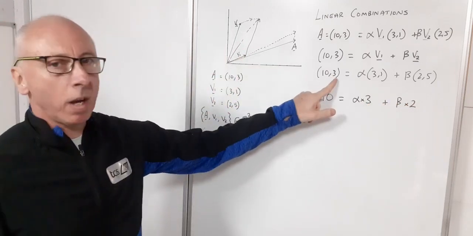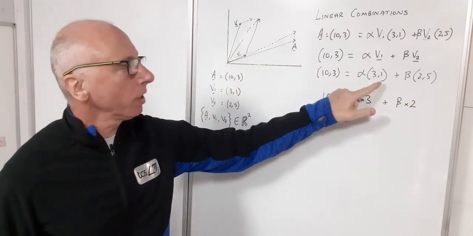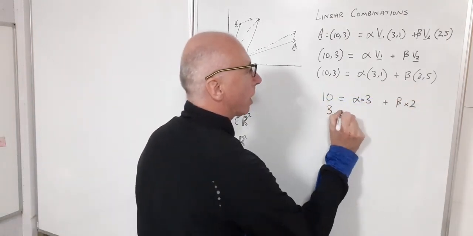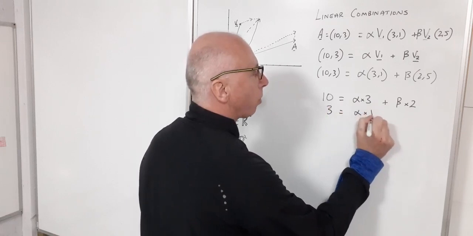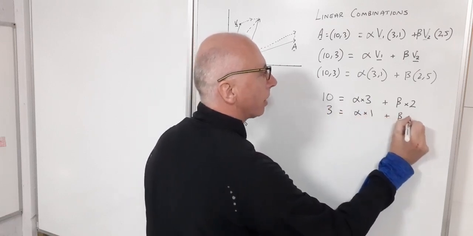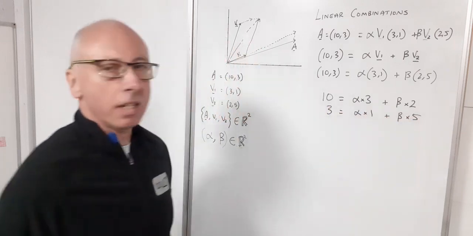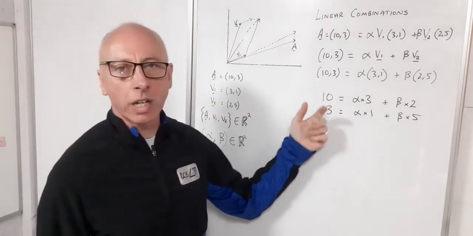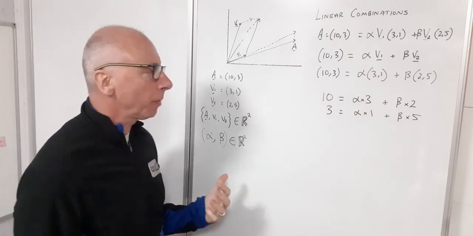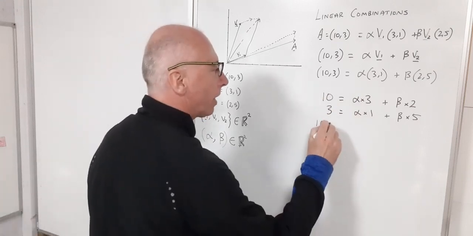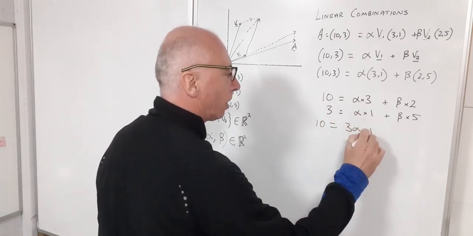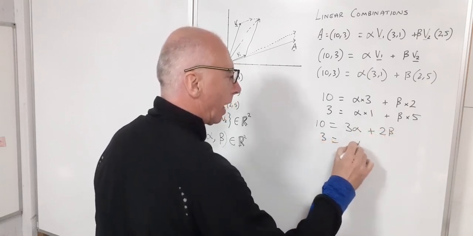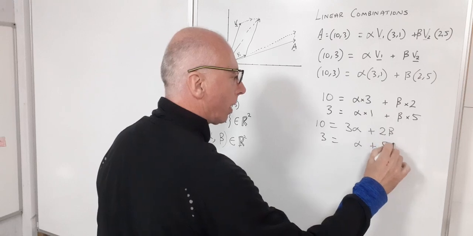And then the same here, 3 would equal alpha times 1 plus beta times 5. So 3 equals alpha times 1 plus beta times 5. Now we're going to have two simultaneous equations because I've got two equations and two unknowns. So let's set that up in that manner. So now I'll have 10 equals 3 alpha plus 2 beta, and 3 equals alpha plus 5 beta.